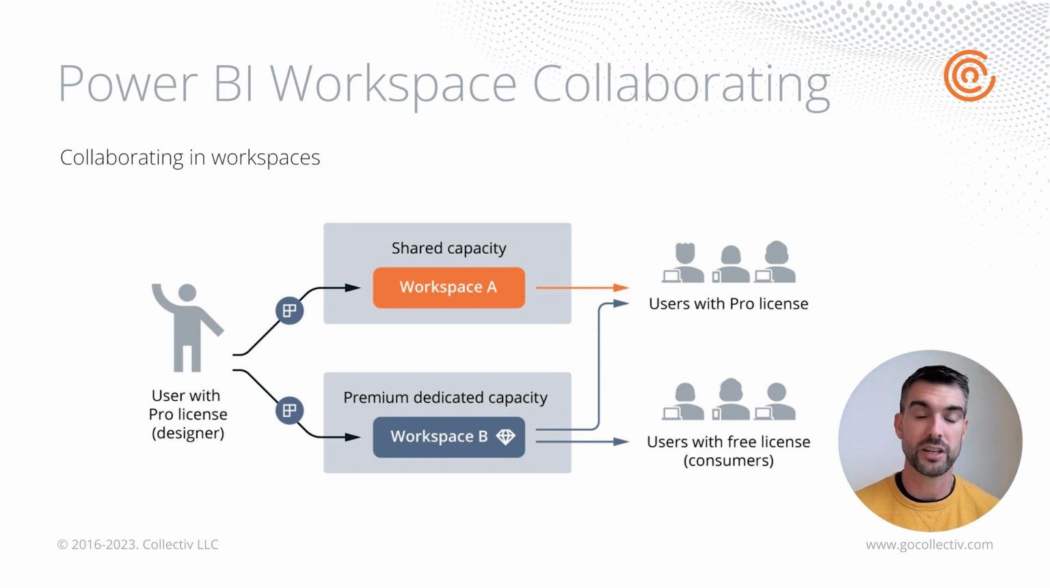Now, if I'm publishing to the premium dedicated capacity on the bottom in Workspace B, my users with Pro licenses can also access that, but also users with a free license can access that as well. So if I have a free license, I can access reports that are published in a premium capacity. I cannot, if I have a free license, access reports that are published in a shared capacity that does not have premium associated with it.